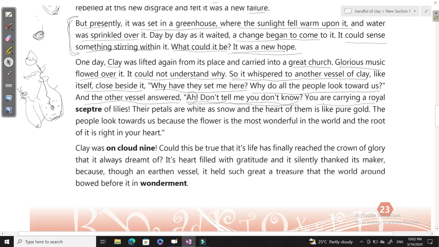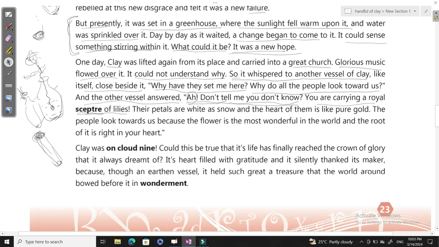You are carrying a royal scepter of lilies. तुझे पता नहीं तू कितना खास है. तेरे ऊपर ये जो लिलीज है, ये लिली का फ्लावर, ये तो हम जो सेप्टर यानी राजदंड बोलते हैं, it's a kind of stick that resembles complete power of a kingdom. राजदंड राजा के हाथ में जो होता है, it's a stick that resembles complete power of whosoever will hold this at the time of coronation. ये राजा के हाथ में दिया जाता है scepter.